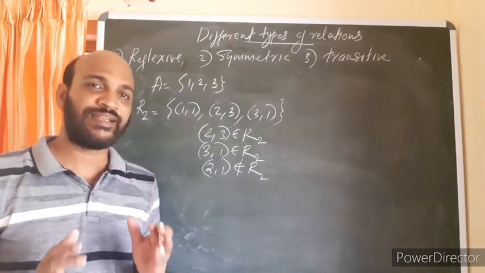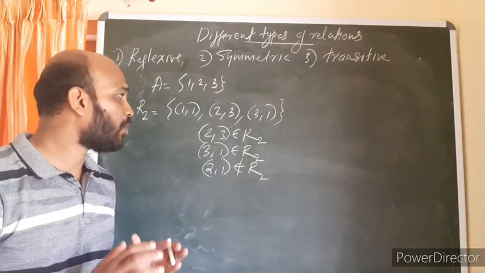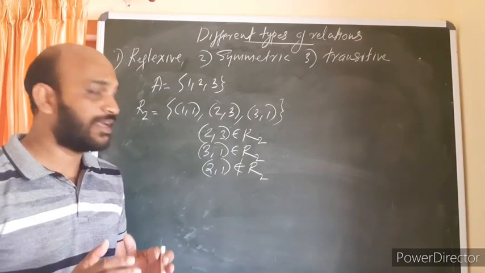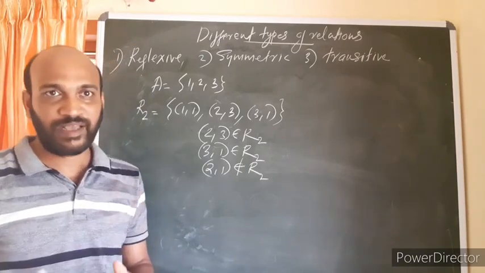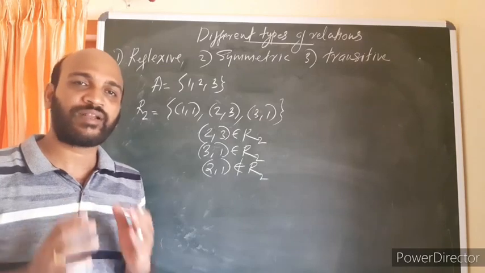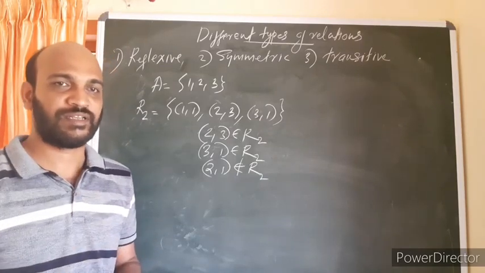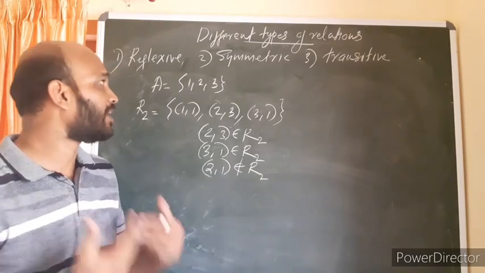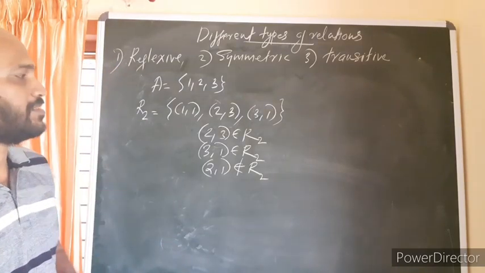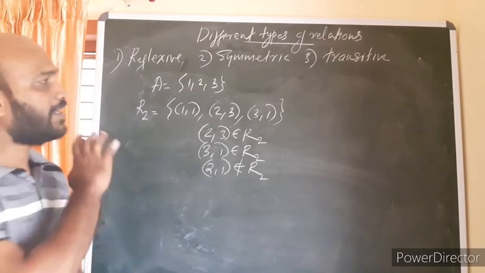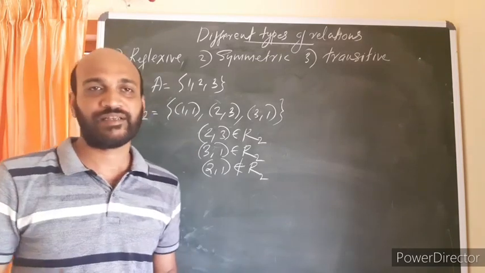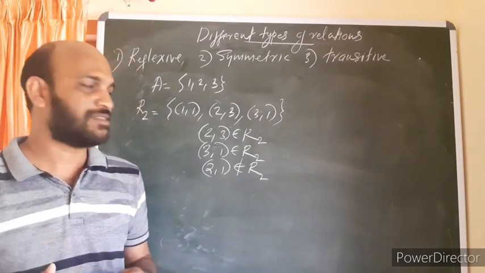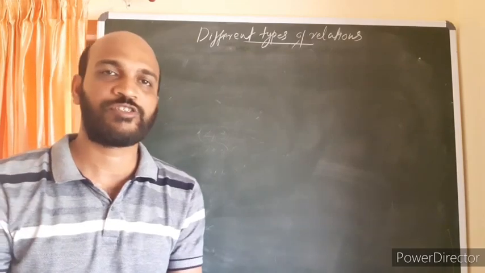If you want to show that it is transitive, you have to consider all examples and it should be true for all examples. If you want to show that it is not transitive, just one example is enough, an example that does not satisfy the condition of transitive. Okay, these are the three different types of relations: reflexive, symmetric, and transitive. So now we can do some questions.